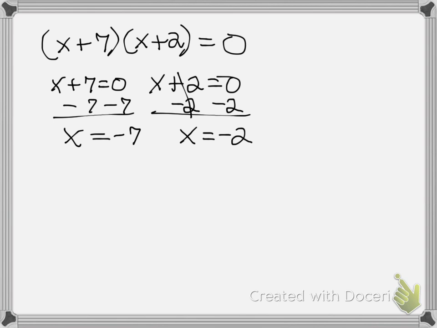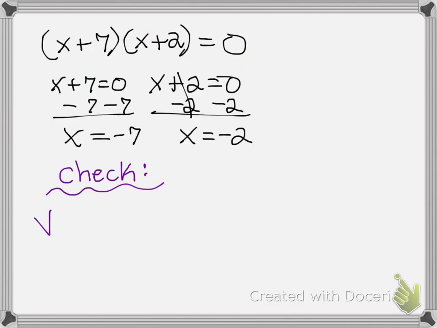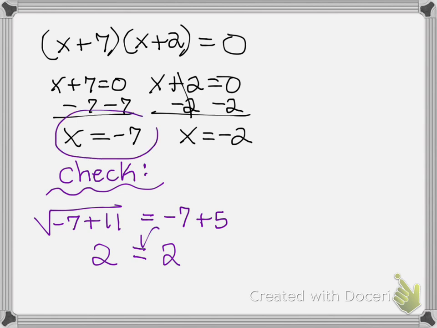Now, before I finalize and say these are my answers, I need to check to see if either one of them is extraneous. So, looking back at the original problem, it said square root of x plus 11 equals x plus 5. Everywhere I see x, I'm going to plug in negative 7. So it's going to be square root of negative 7 plus 11 equaling negative 7 plus 5. When I type the square root of negative 7 plus 11 in my calculator, on this side I'll get 2. And then obviously negative 7 plus 5 equals 2. So this one works. It's one of my solutions.